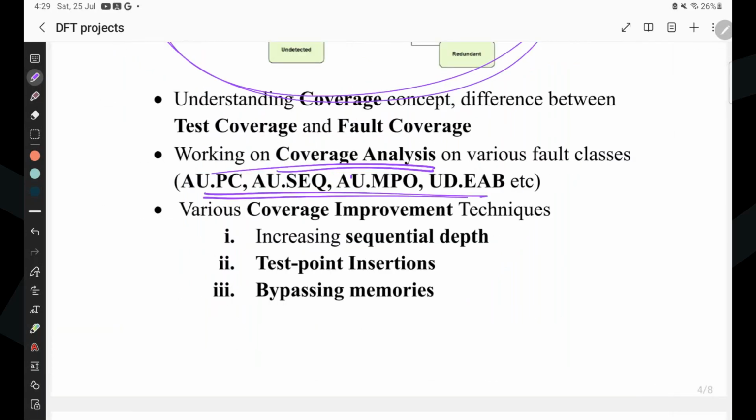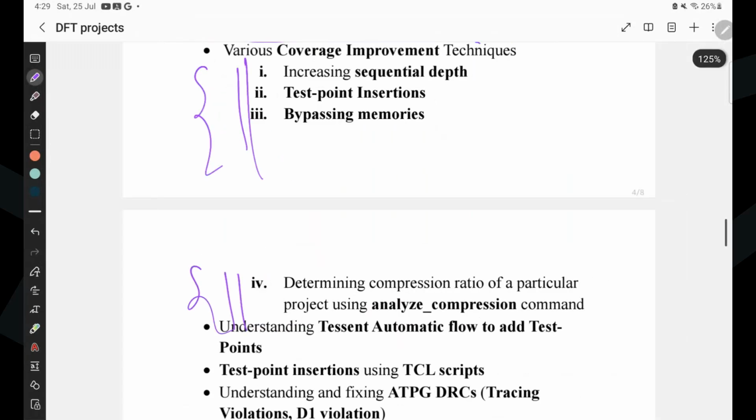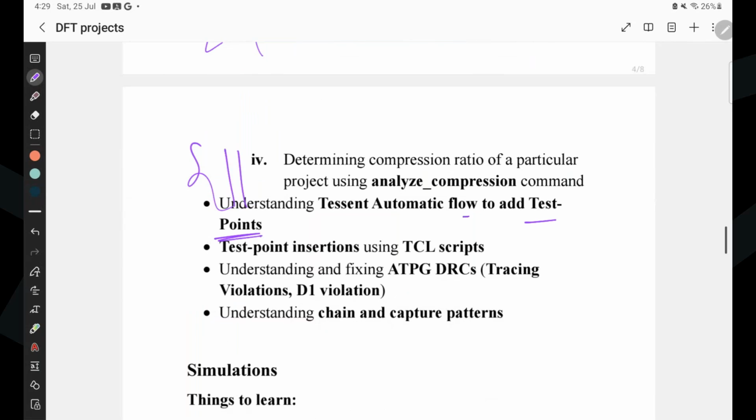These are some of the reasons why you will see coverage drops in our labs, and these are some of the techniques with which we can improve the coverage. We will also be doing test point insertion, where in Tessent we have an automatic flow. We also write Tcl scripts to do the test point insertion. We will be working on ATPG DRCs and understanding chain and capture patterns. All these things we'll be understanding in our class.